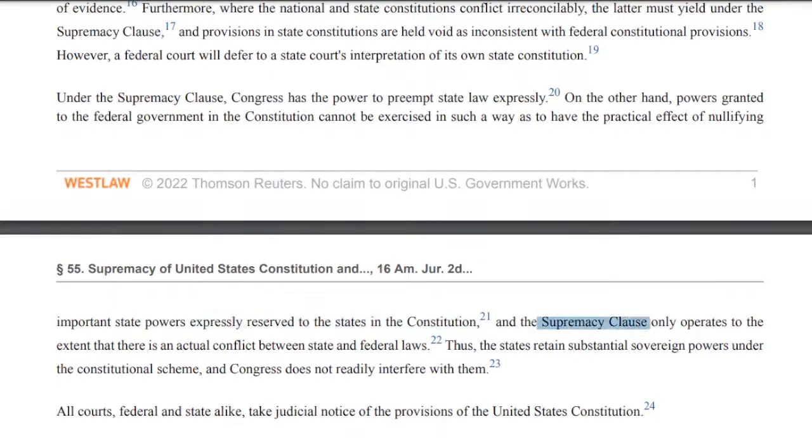So the Supremacy Clause only operates to the extent that there's an actual conflict between the federal and state laws. So this makes a lot of sense. Thus, the states retain substantial sovereign powers under the constitutional scheme, and Congress does not readily interfere with them. So, in other words, Congress is not going to get involved with state constitutions until there's a direct conflict. And if they're doing anything to preempt, it can't be done with a practical effect of nullifying a state power that's already reserved for the states within the Constitution.